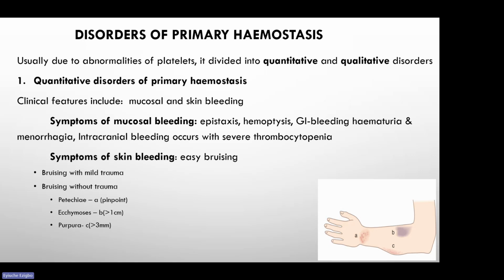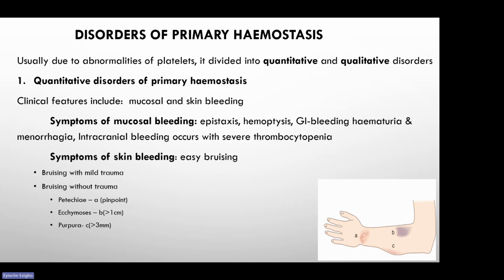So quantitative disorders of primary hemostasis are due to reduced quantity or abnormal increase in quantity of platelets. Their clinical features include mucosal and skin bleeding. Symptoms of mucosal bleeding include epistaxis, bleeding from the nose, hemoptysis, GI bleeding, hematuria, menorrhagia, and intracranial bleeding, which occurs with severe thrombocytopenia, that is severe reduction in the number of platelets.